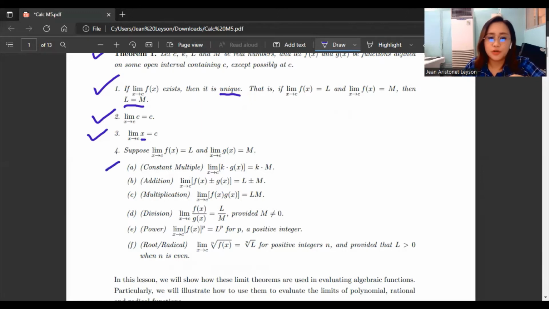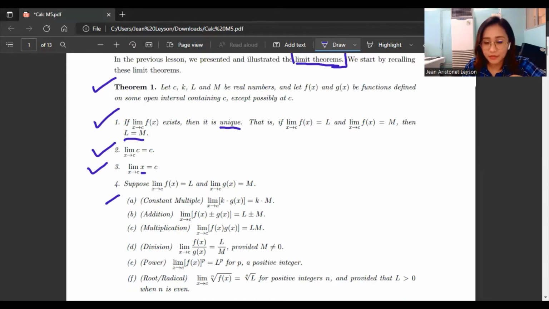For letter A, we have the constant multiple theorem. For the constant multiple theorem, if there is a certain constant before a certain function, all we have to do is put the constant outside of the function. Then after evaluating the limit, we will multiply the constant to the limit of the function. Let's have an example. Let's say the limit of g of x as x approaches c is equal to 10.